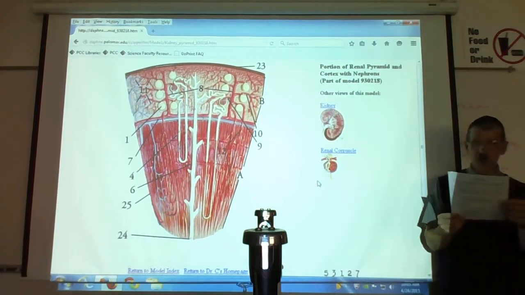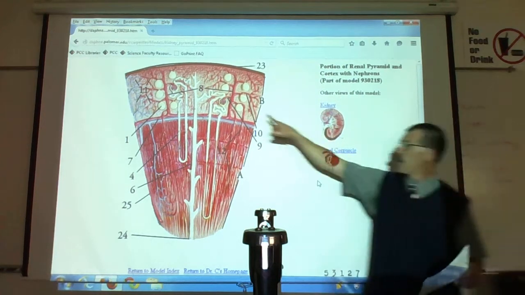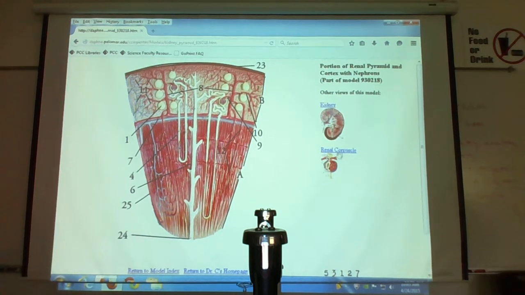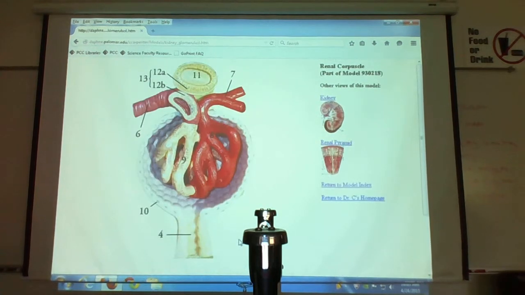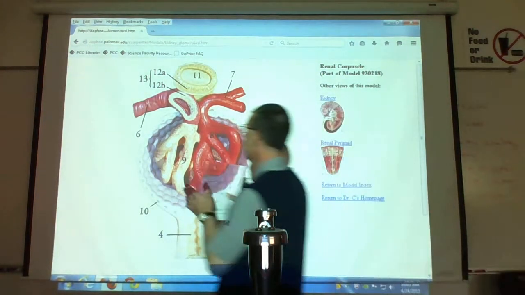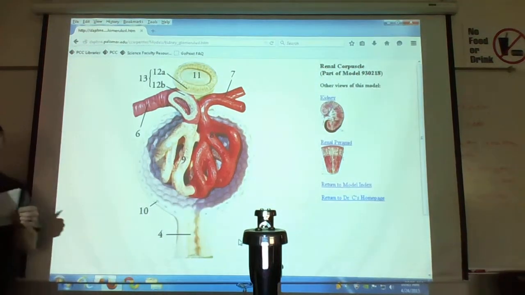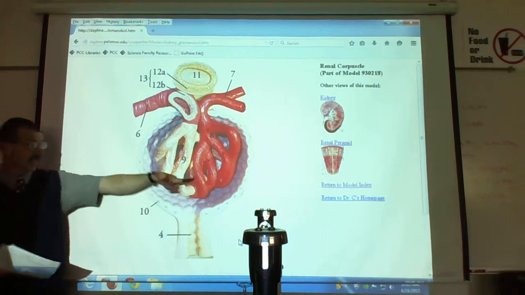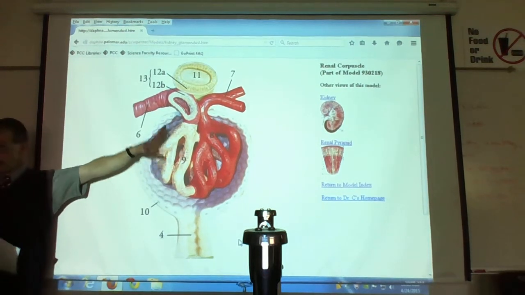Okay. So what I'm going to do now is I'm going to zoom in on the glomerulus. So we're zooming in on the place where you start your finger. Okay. Boom. This is one glomerulus in your kidney. So this is where you'd start your trip. So we have some names. Okay. So the red part that's all squiggly, that's the glomerulus.